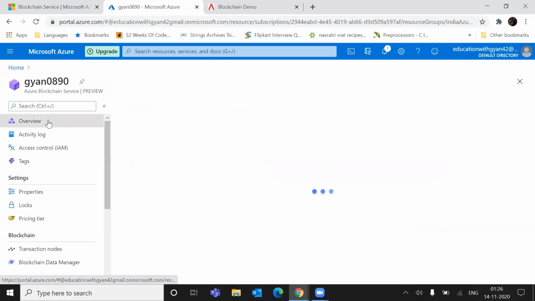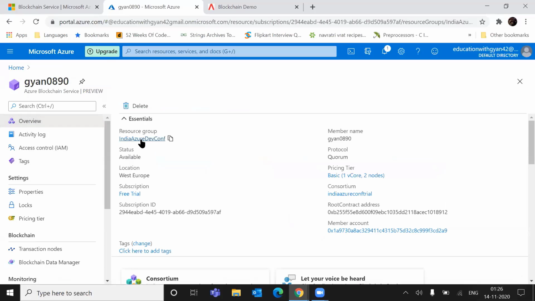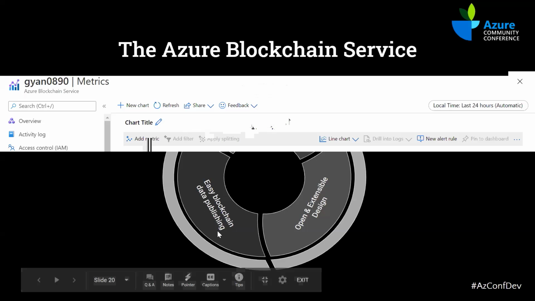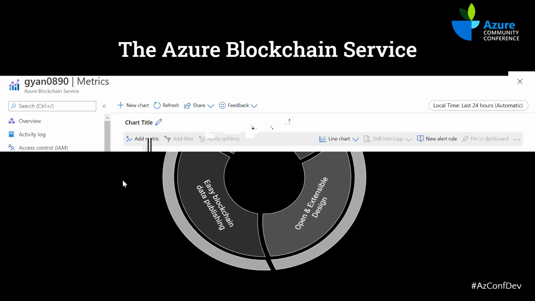So if I show you the overview, yeah, you see that I've created a resource group using the protocol Quorum, right? And I've created my own consortium called India Azure Conference Trial. So you can also create your own consortiums that way and manage the different members who will be a part of the consortium. There is easy blockchain data publishing as well as metrics that you can see easily that I just showed you.